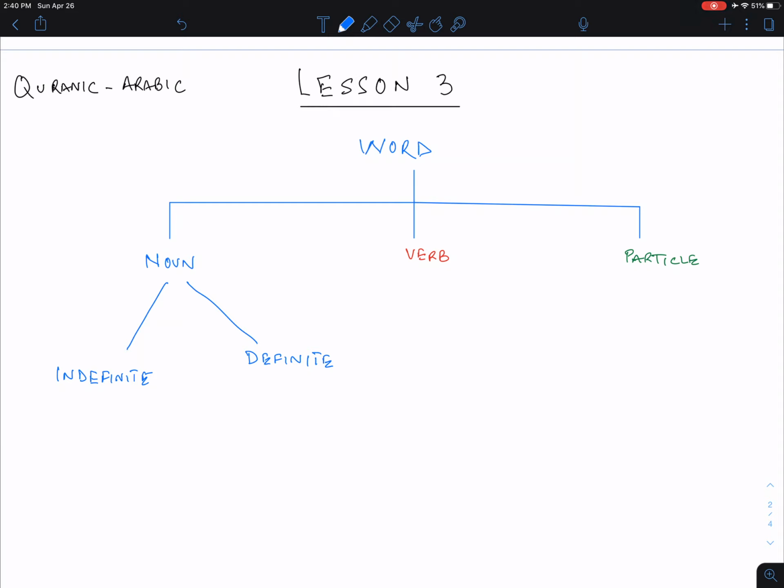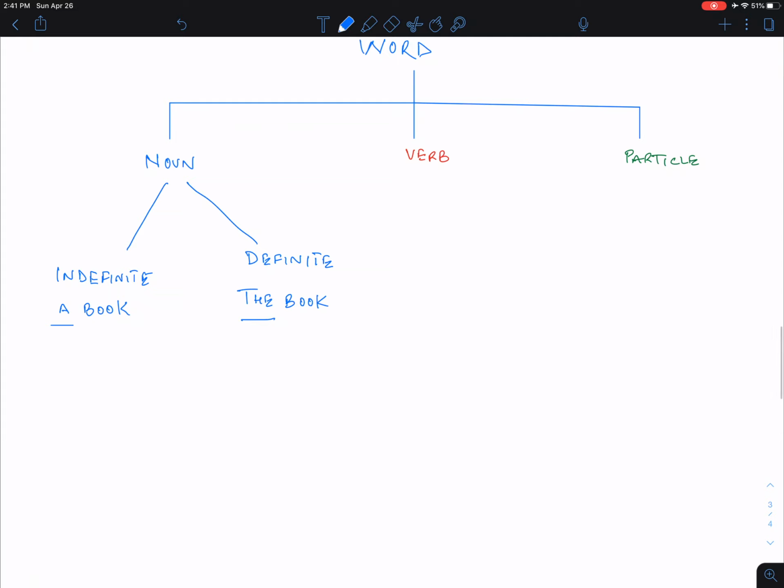In English, for instance, when we say definite, we'll take the example of the book, because that's the most commonly used word. So let's stick to something that's easy. When something is definite, we say "the book." When a book is indefinite, we say "a book." So really, the difference between definite and indefinite in the English language is represented by an "a" or "the." That's how the language takes that into consideration in English.